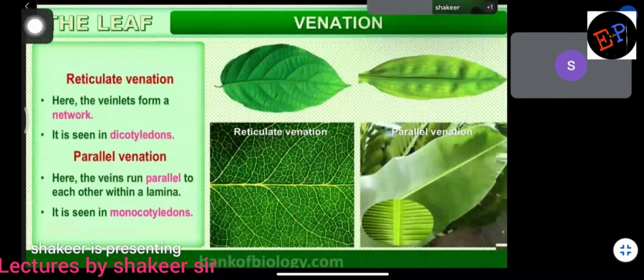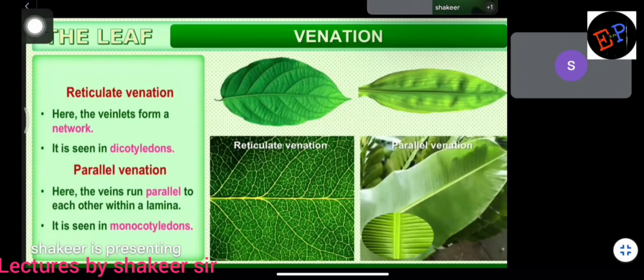Now let us study what is meant by reticulate venation. Reticulate venation means here veinlets form a network. It means to the veins, what are the extra growths which are present? Veinlets are present. So these veinlets become a network of veins or network of veinlets. So here in the figure you can see all this network of veinlets is present. So if this network of veinlets is present, then this type of venation you can call reticulate venation. Are you able to understand?